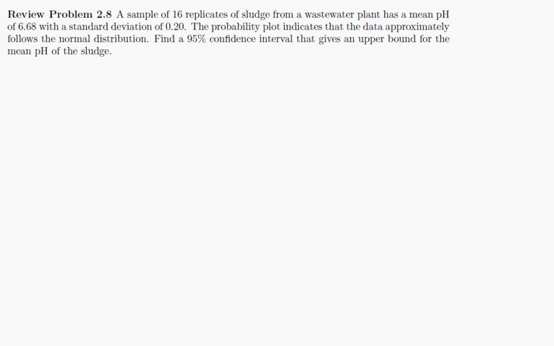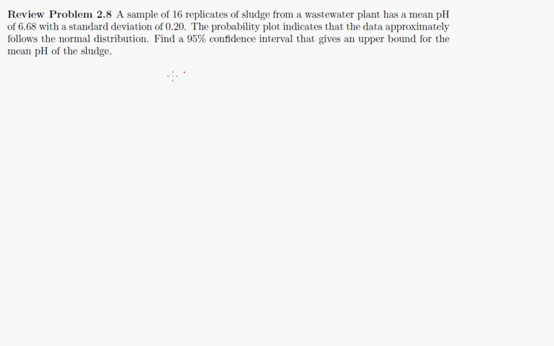Let's now look at this confidence interval problem involving a small sample, 16, and an upper bound, one-sided confidence interval. We have a mean pH of 6.68 and a standard deviation of 0.2. We have approximately normal behavior from the probability plot, so that means that the t-distribution applies. Find the 95% confidence interval that gives an upper bound.